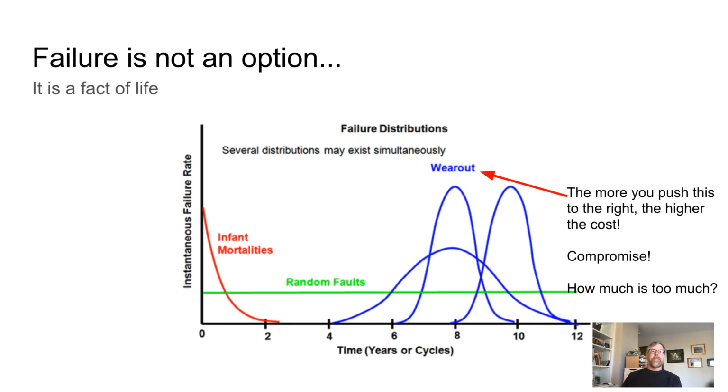Yes. All right. So as I said, the further you push this blue curve here, the wear out to the right, usually the more expensive things are. Like I said, you could probably make a car that only costs $5,000. It would probably die right down here, which would not be good.